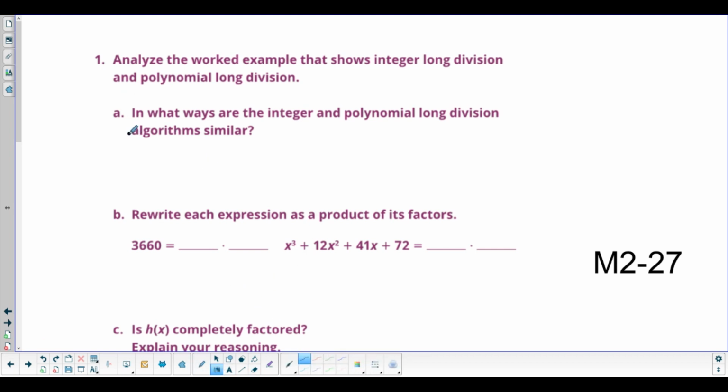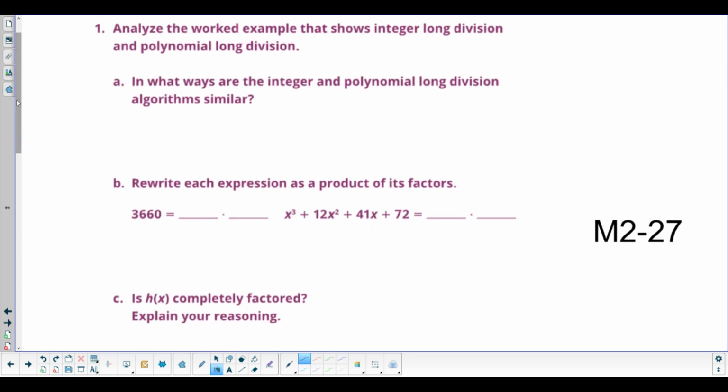I hope you can come up with some good answers for A. Obviously, I'm not there in person to ask you. So with the people around you, answer question A. Think, pair, share. What are the ways that the integer and polynomial long division algorithms are similar? Think about that, okay? And write some of those down.